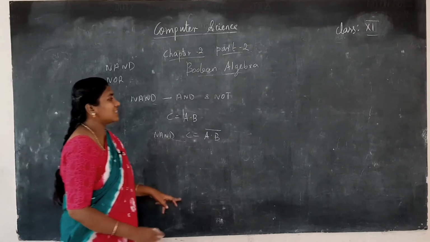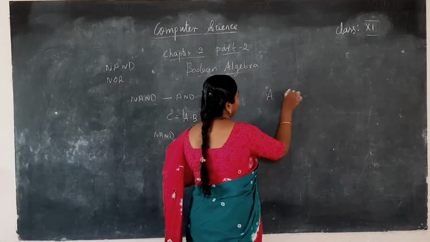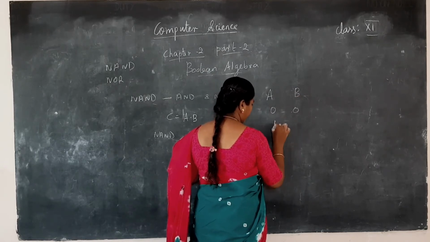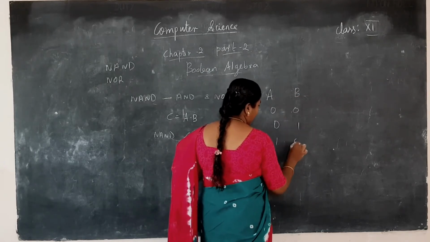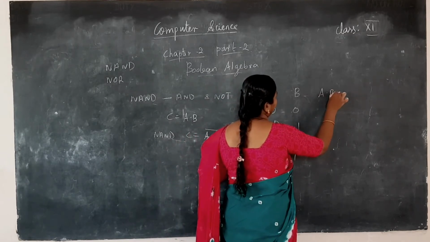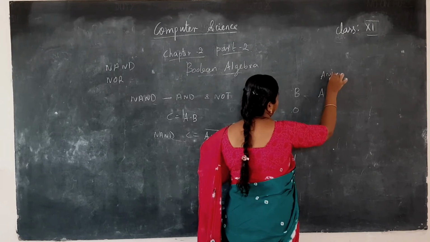So how is it performed? Suppose we give A and B the same values: 0 0, 0 1, 1 0 and 1 1. What will be the value of A dot B? That is the AND gate.